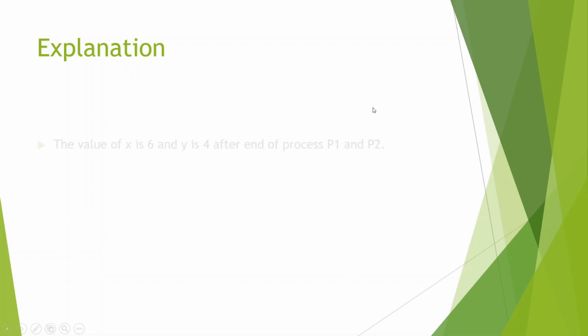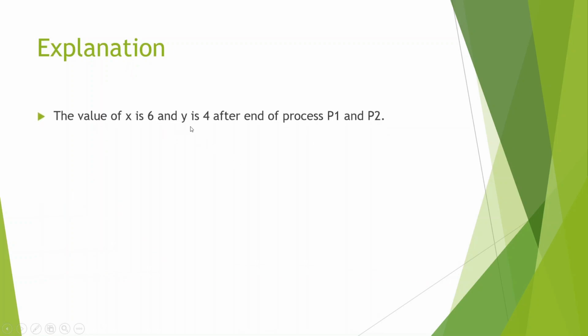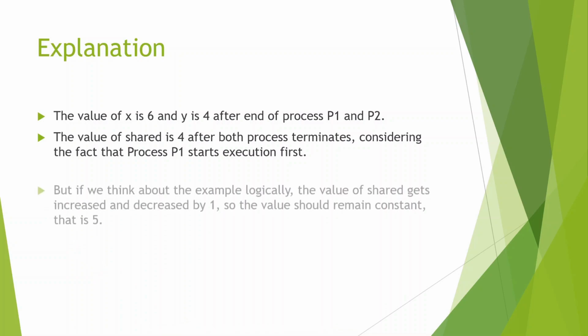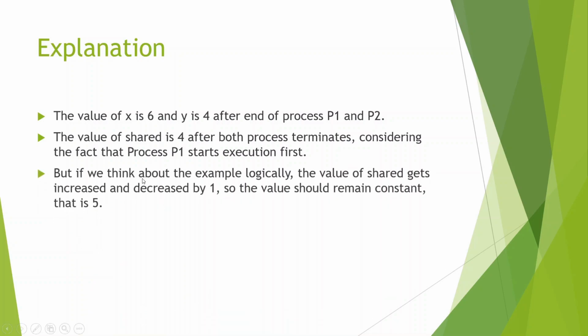If we look at the explanation I've already given, the value of X is 6 and Y is 4 after the end of processes P1 and P2. The value of shared is 4 after both processes terminate, considering that process P1 starts execution first. In case process P2 starts execution first, then the value of shared will be 6, as we can easily understand. But if we think about the example logically, the value of shared gets increased and decreased by 1: 5 plus 1 minus 1. It should remain constant, that is 5.